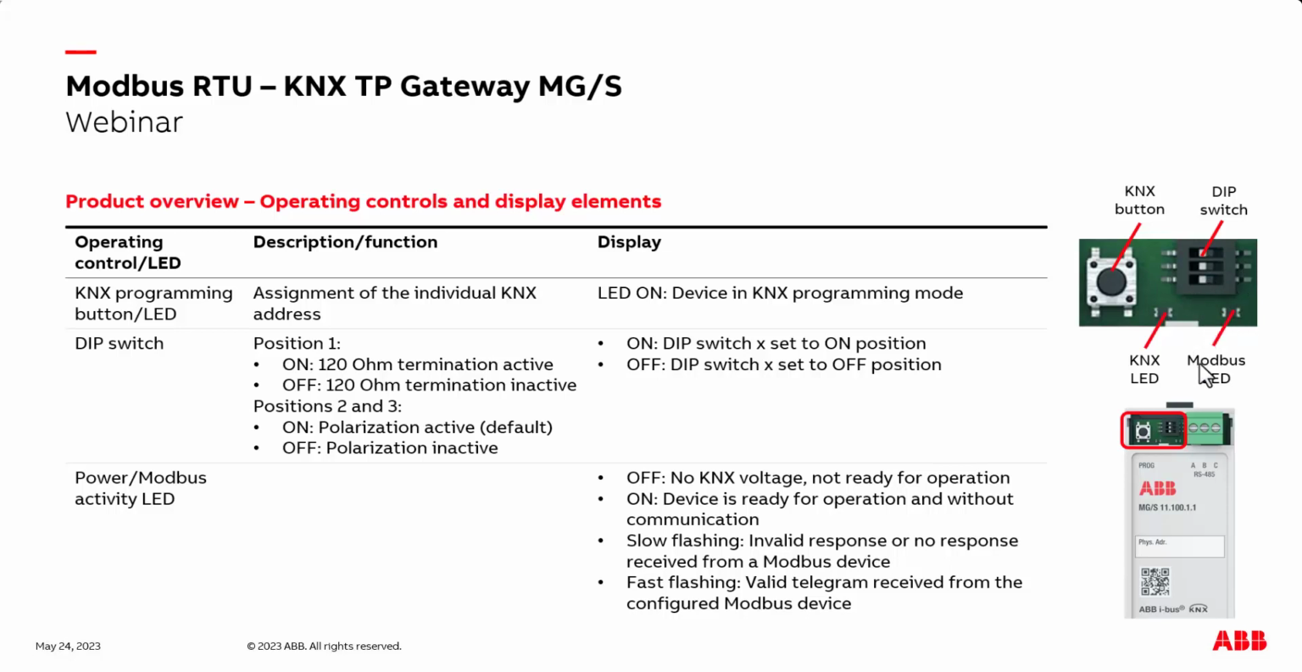Then we have a LED, the so-called Modbus LED. The Modbus LED is off if there's no KNX bus voltage available and the device is not ready for operation. The LED is on if it's connected to KNX and without communication, for example if the device is unloaded or no Modbus device was configured. The LED is slow flashing if there's an invalid response or no response from a Modbus device. And if everything is okay and all Modbus devices respond, then we have fast flashing, and this should be the normal state. So all meters or all devices are configured and have valid communication to our Modbus gateway.